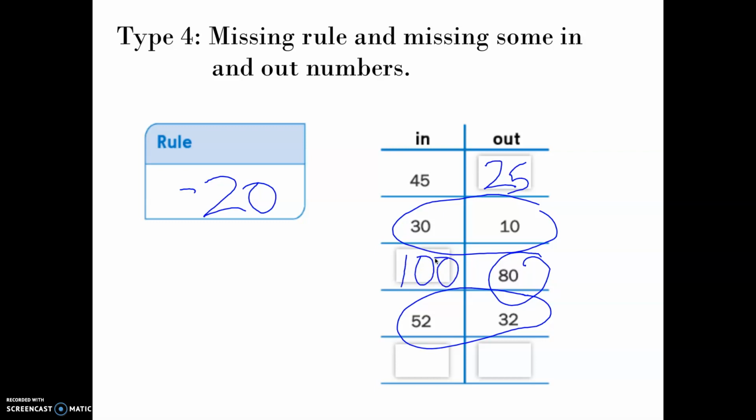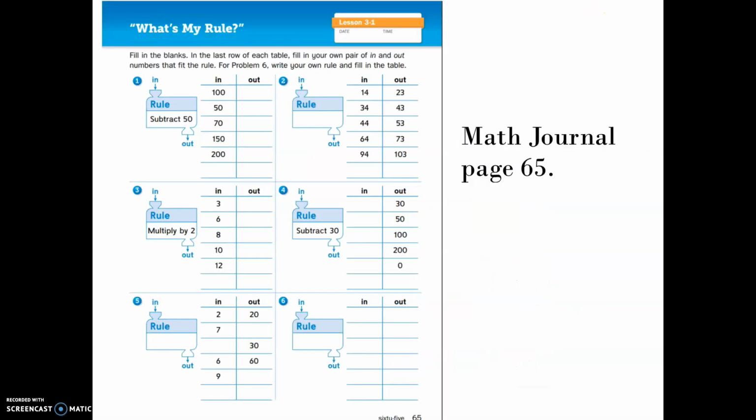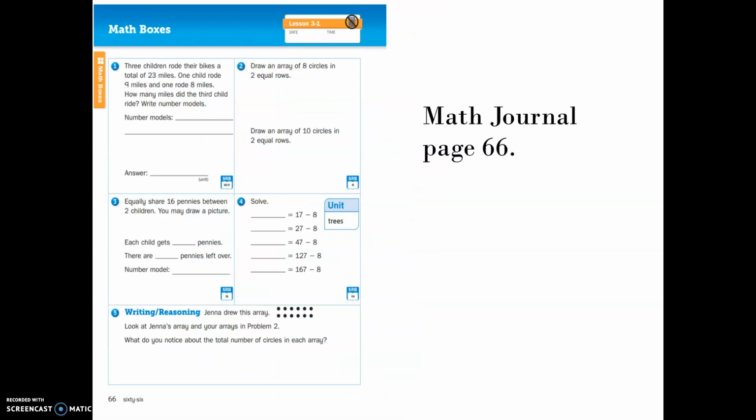Oh, before my time runs out, let's go. 60 minus 20 is 40. Okay, quickly. Page 65. Page 66, sorry. I took a lot of time.